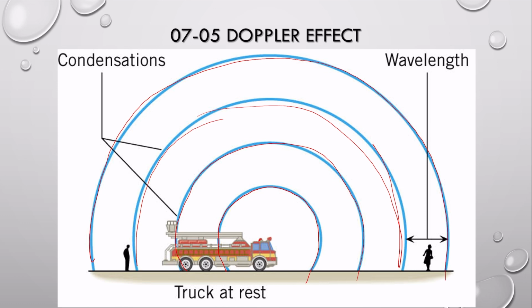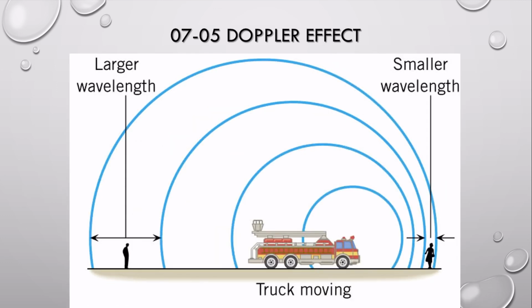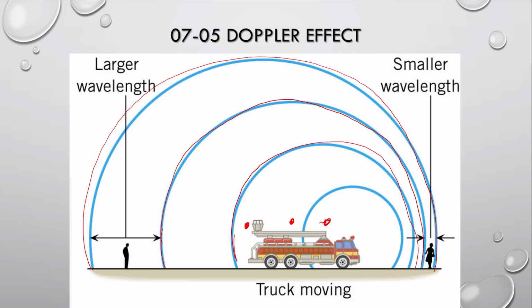Well, what if the fire truck is moving? The fire truck is moving. See, the fire truck was here and emitted a sound that went out to here. And then the fire truck was here and emitted the sound that went out to there. And then the fire truck was here and made a sound that went out to there. And now the fire truck's here and makes that sound. So the centers of the sound waves are moving.